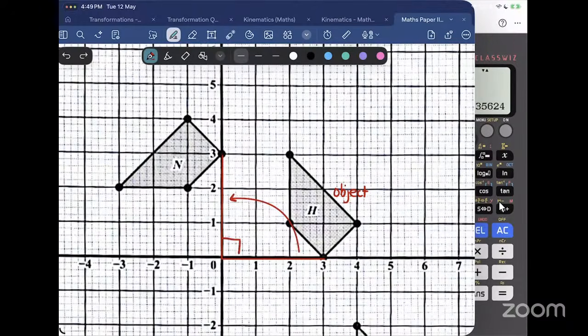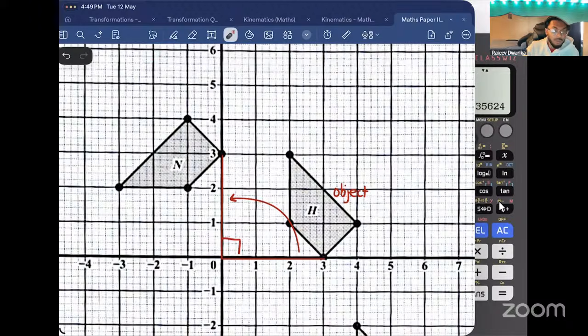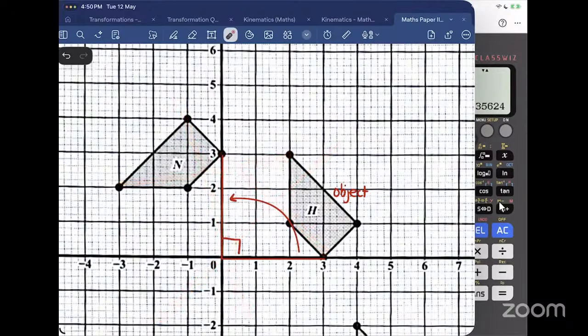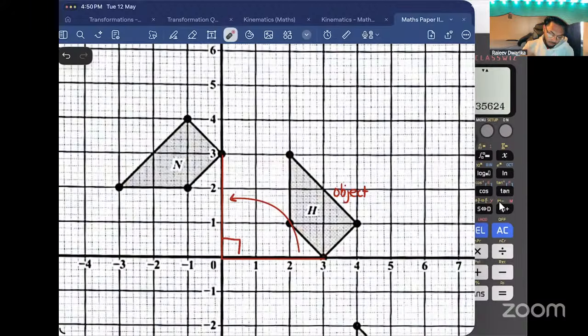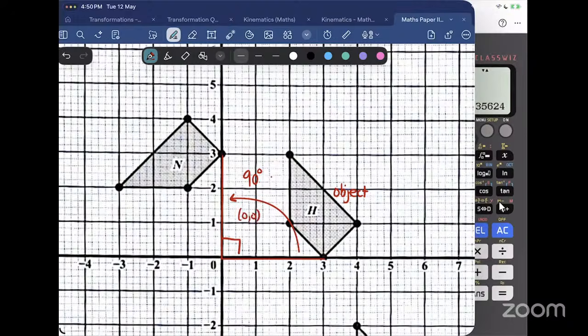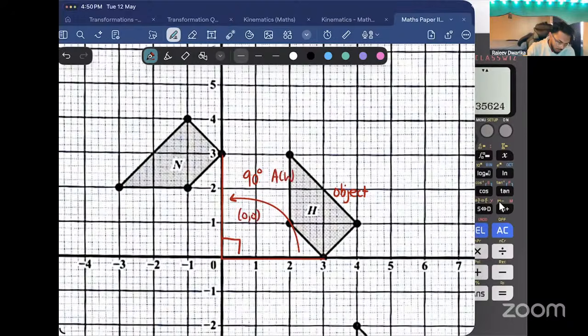Now, the proper way to do this, which I'm not going to do now, is to connect corresponding points, like this point and this point, and find the perpendicular bisectors. Where would they intersect? At the origin. That's the proper way to find the center of rotation. So this is 90 degrees rotation about the origin, 0, 0, in an anti-clockwise direction.